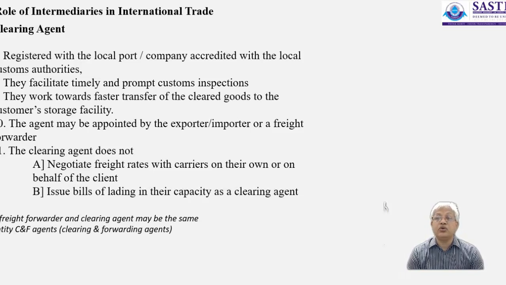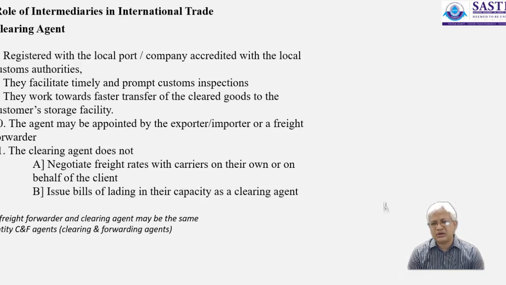They are registered with a local port or a company with the customs authorities. They facilitate timely and prompt customs inspection. That is very essential, because once the goods reach, the importer might require the goods quickly.